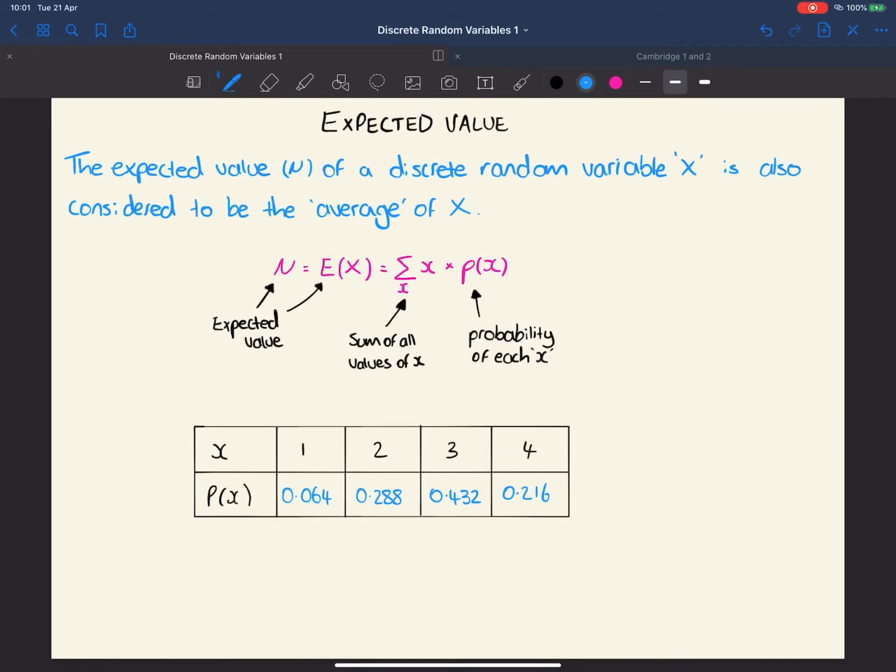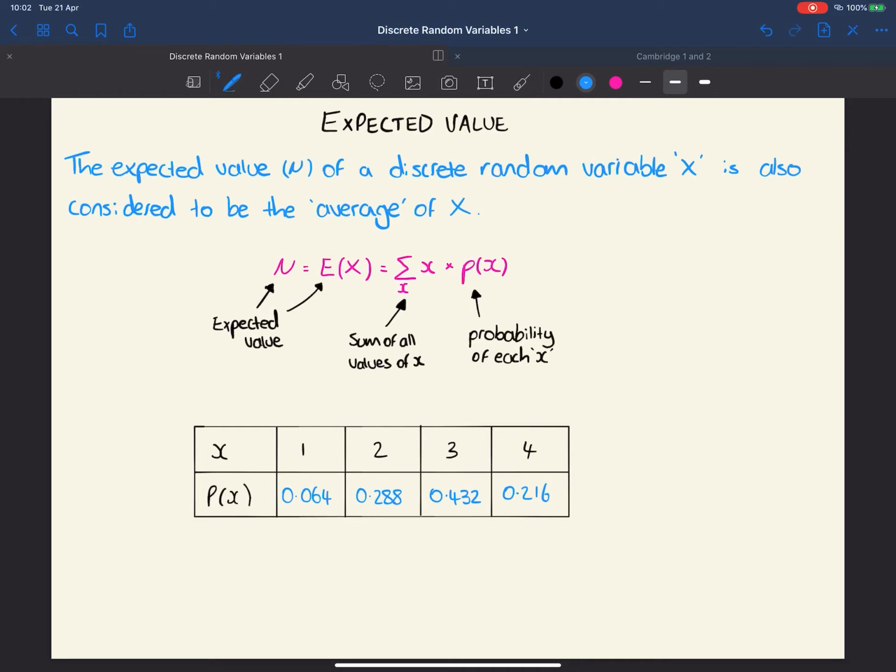All right, let's look at our next concept, which is expected value. The expected value of some variable might be the number of children in a family, or the number of times it takes to roll a dice and land on a 6, right? They're variables, discrete random variables.